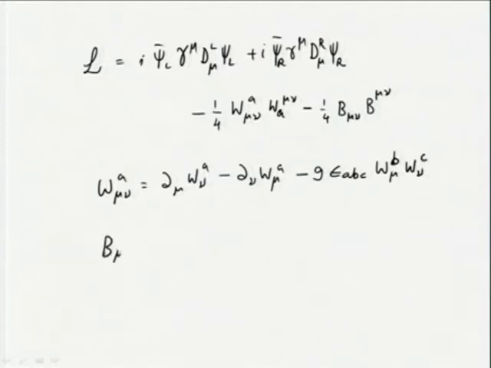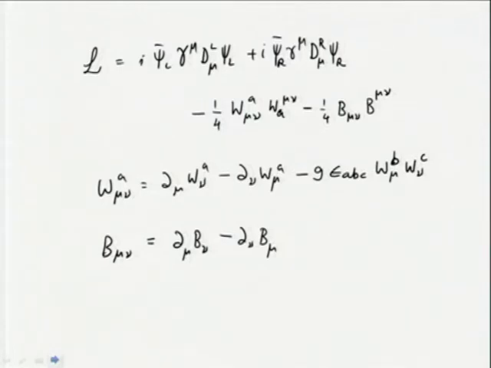Whereas, B mu nu corresponds to the U1 and it will be exactly similar to F mu nu, dou mu B nu minus dou nu B mu. There is no third term, and we have only one B. So, we cannot make any antisymmetric combination with one particular component object. So, this is the Lagrangian which is invariant under SU2 cross U1 and everything seems to be fine.